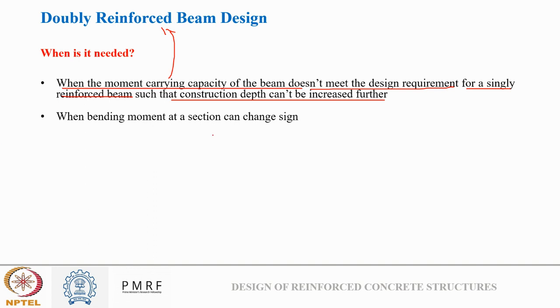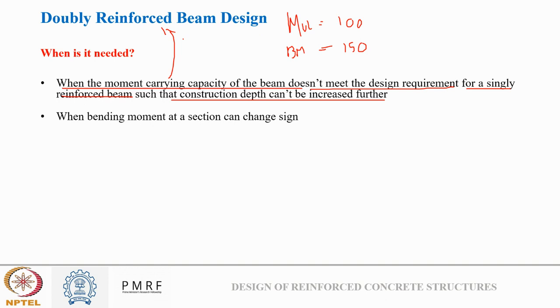Suppose my Mu limiting value is 100 and the bending moment acting on the beam is 150. Since I can't go for an over reinforced design, I need an under reinforced or a balanced section, and I can't further increase the depth of the beam due to some constraints, so I need to go for a doubly reinforced beam design.